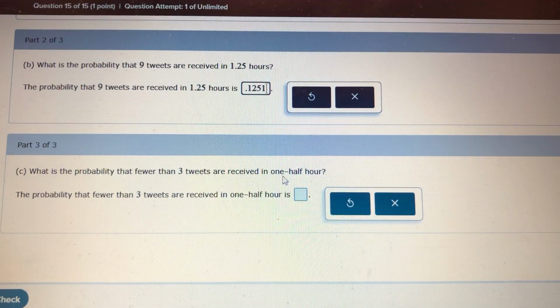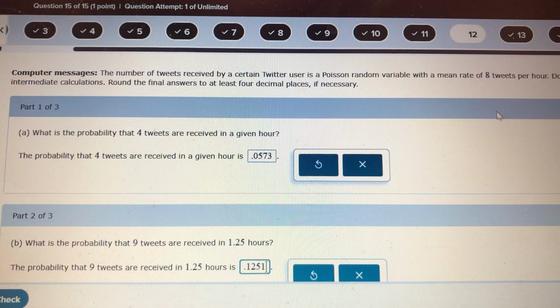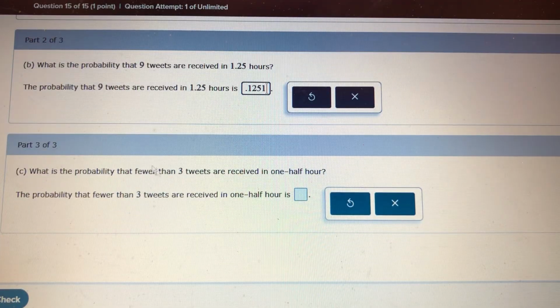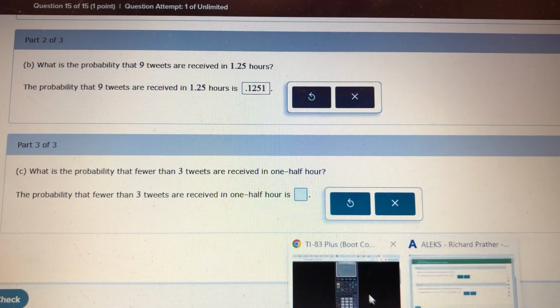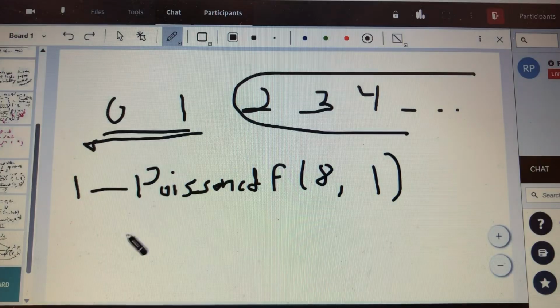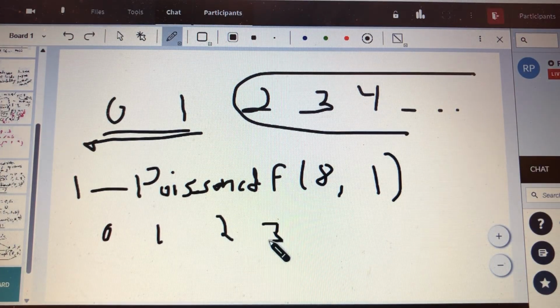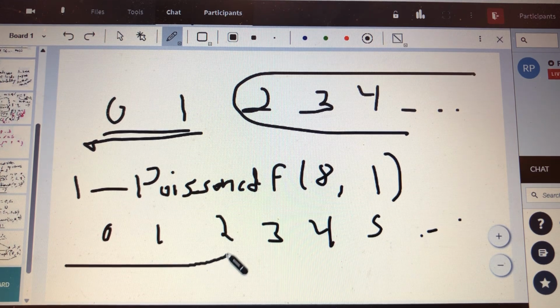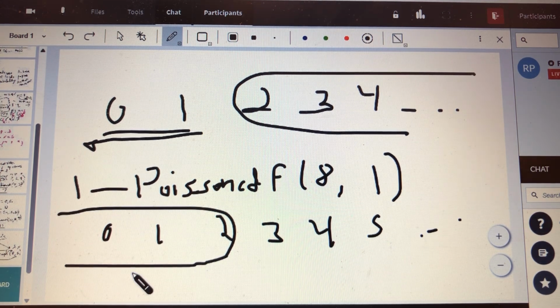And then now we're going to a half hour, so we cut lambda in half. 8 per hour, well that means there would be 4 in a half hour, so now lambda's changing to 4. And we're trying to do fewer than 3, so that's a CDF case. Fewer than 3 doesn't include 3, but it is 2 or less. So then you don't need to put the 1 minus. You only put the 1 minus when it's going up. So this is Poisson CDF because it is an inequality.